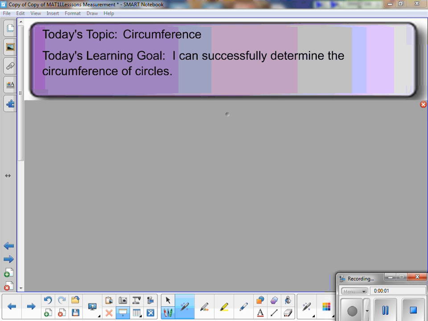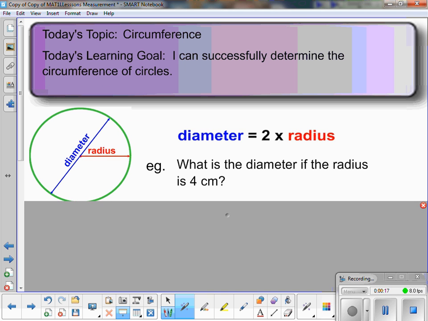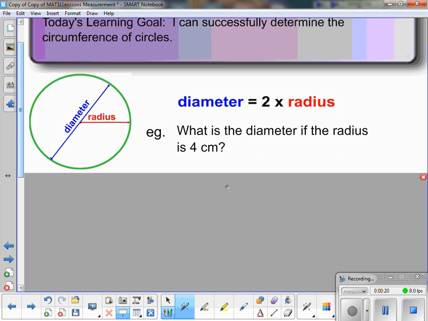All right, so today we're going on with our unit, and what we're going to be looking at is a thing called the circumference of circles. Now, circles are a little bit different because we name things slightly differently with them, so let's look at that first. First of all, if you can see in my diagram here, I have a diameter and a radius.